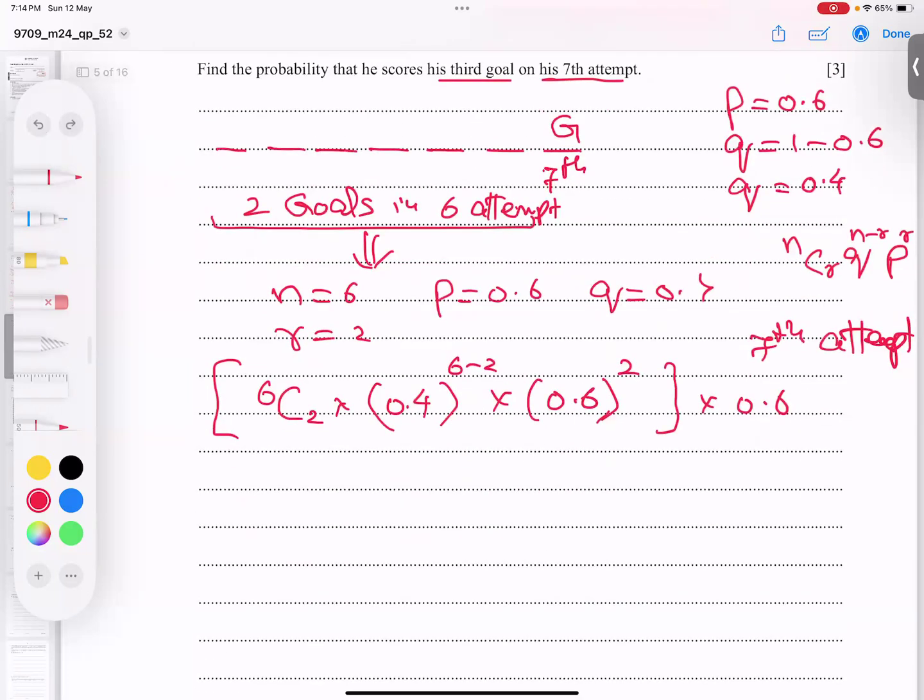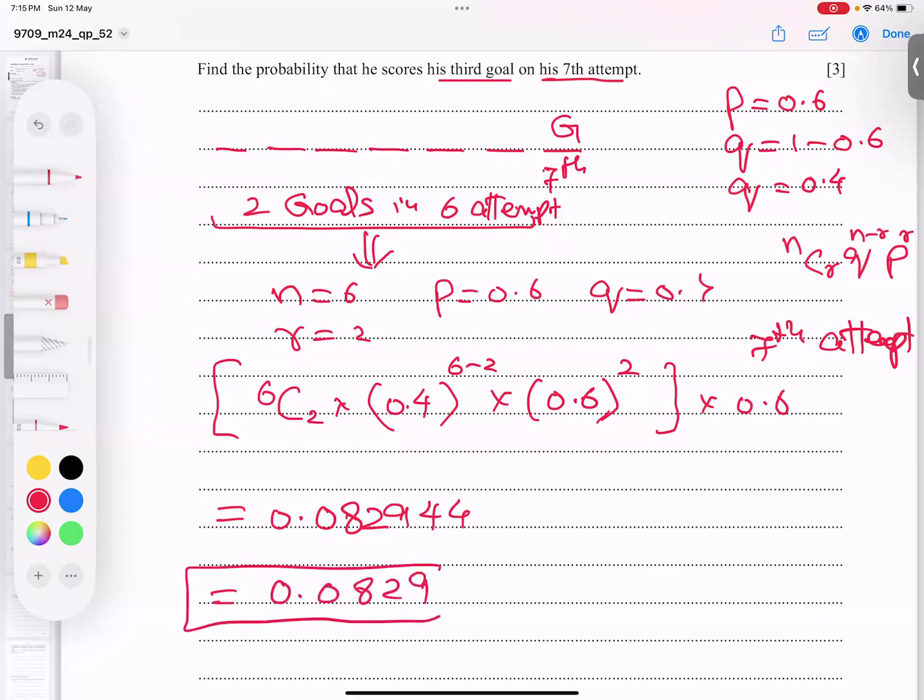Let me type in the calculator: 6C2 times 0.4 to the power 4 times 0.6 to the power 2 times 0.6. The answer is coming: 0.082944. To 3 significant figures, 0.0829. And I hope the point is very, very clear. And let's go for the next question.